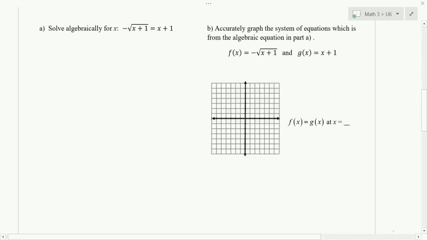All right, so on the left side, solving algebraically, we have negative square root of x plus 1 is equal to x plus 1. And when we square both sides, we can leave that negative there in front of the square root, but when we square it, what happens to that negative? It goes away. And so we get a positive, just x plus 1, equals x plus 1 times x plus 1.